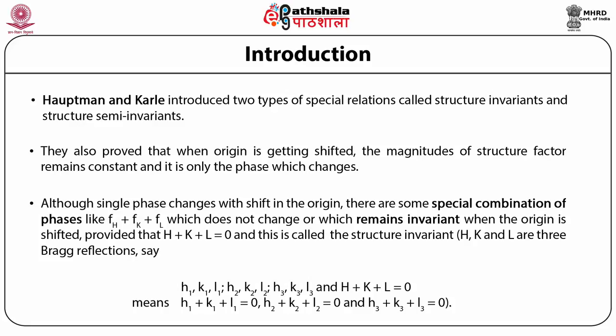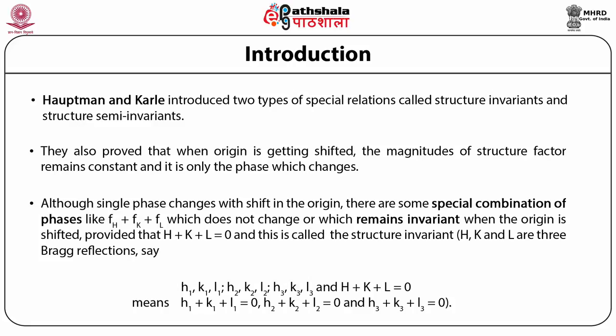When I say capital H, capital K, capital L, by each one of these I mean a reflection with three serials. By capital H, I mean the H1, K1, L1 reflection. By capital K, I mean the small H2, K2, L2 reflection. And by capital L, I mean the small H3, K3, L3 reflection.